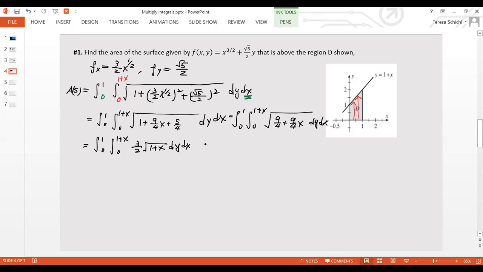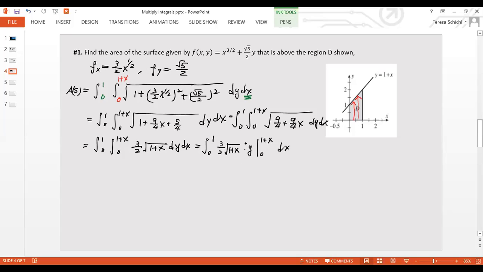So I'm integrating y first, and I don't need to worry about the x terms here. This is 3/2, the x is a constant, so it's 1 plus x, then dy gives just y, and you put in the upper bound and the lower bound, then you do the dx. All right, so this one turns out pretty cool.